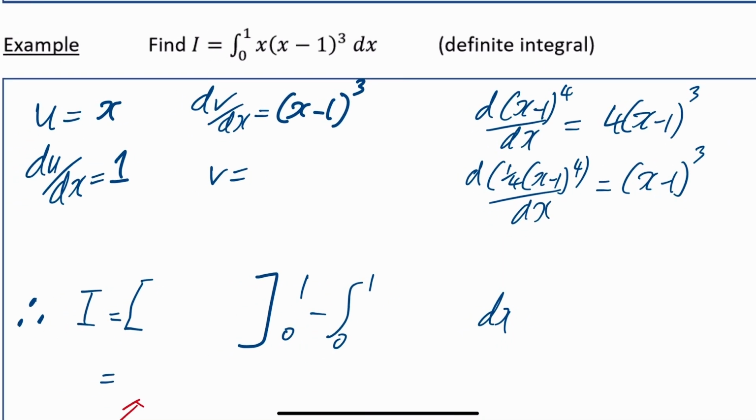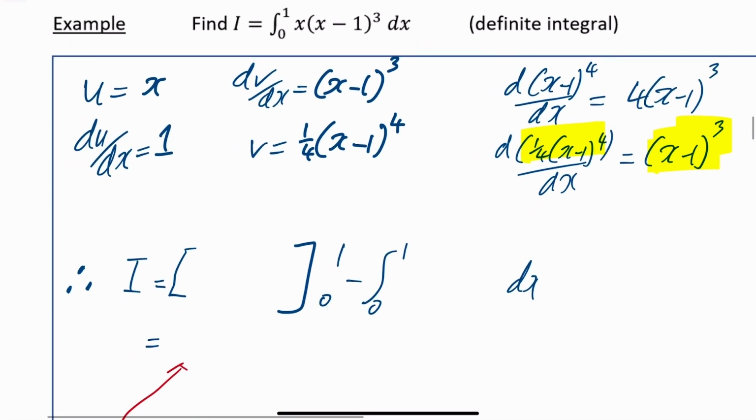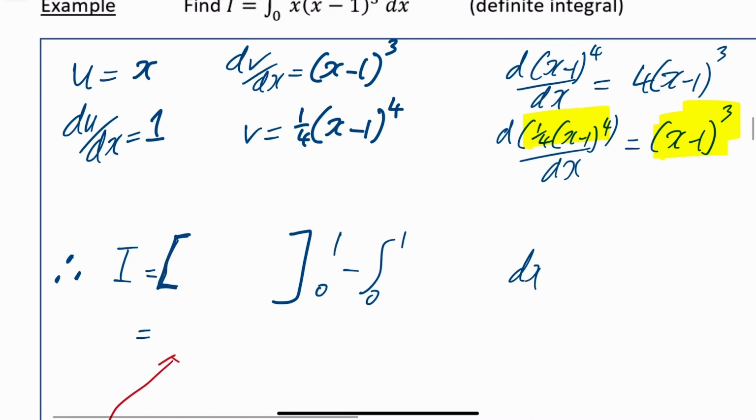So how you do this is you raise your power by 1 and differentiate and see what you get. So this is integration by inspection, really. So you differentiate x minus 1 to the power 4, you'd get 4 times x minus 1 cubed. Not quite what we wanted. So if you differentiate a quarter times x minus 1 to the power 4, you'll get x minus 1 cubed. That means if I integrate x minus 1 cubed, I will get 1 quarter times x minus 1 to the power of 4.